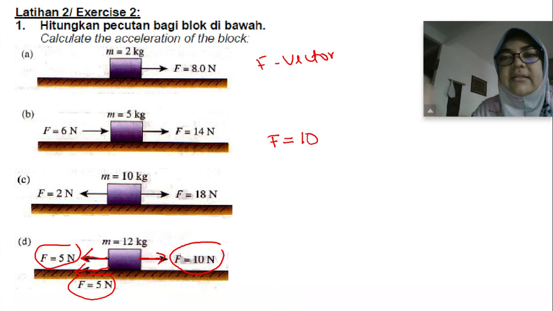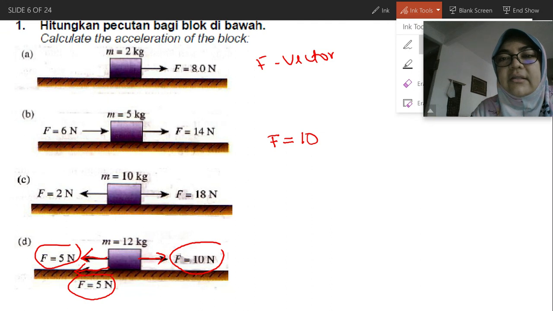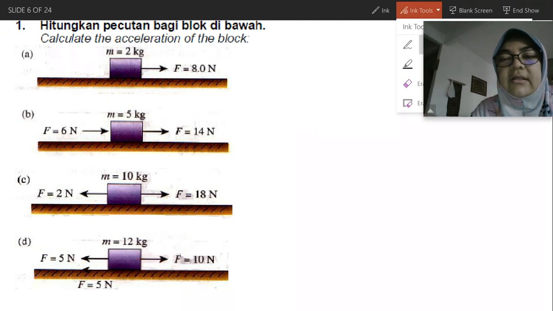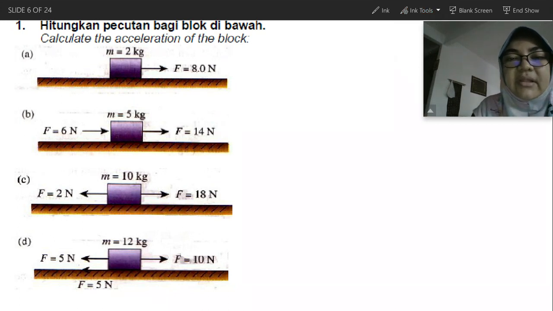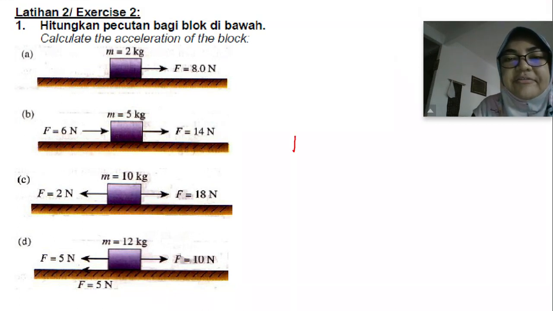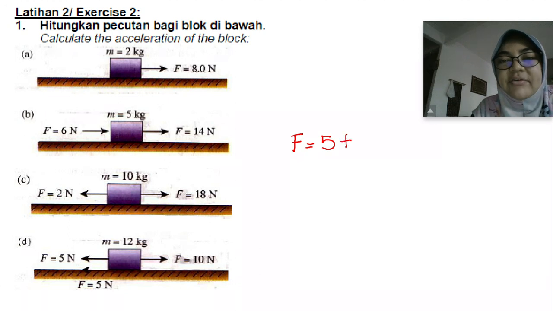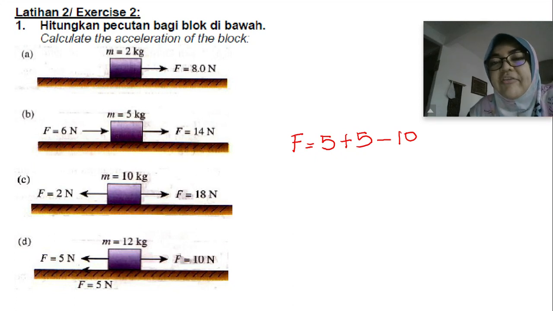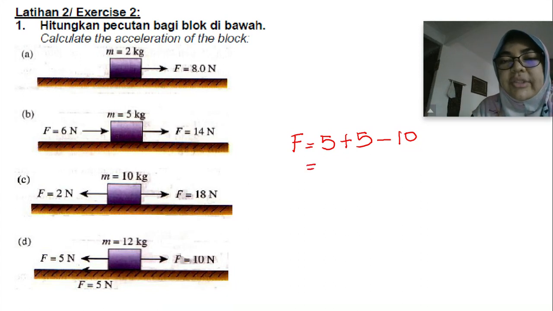I think we better write 5 first, easier. 5 Newton to the left and plus another 5 Newton. And then we minus 10 Newton to the opposite side. So 5 plus 5 minus 10. So 10 minus 10, 0 Newton.